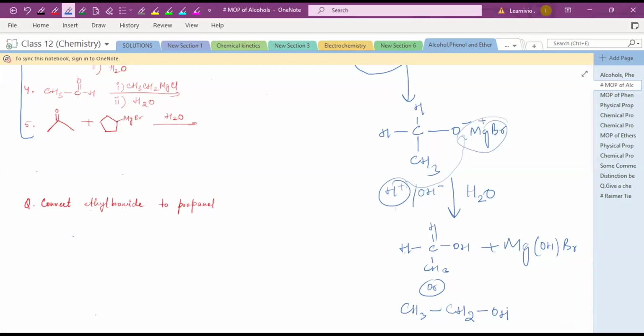When formaldehyde is treated with any Grignard reagent, the R group can be anything: CH3, C2H5, anything. It does not depend on the alkyl group. It only depends on the formaldehyde. So when formaldehyde is treated with any Grignard reagent, you will get a primary alcohol. Is it clear, Vimdha?